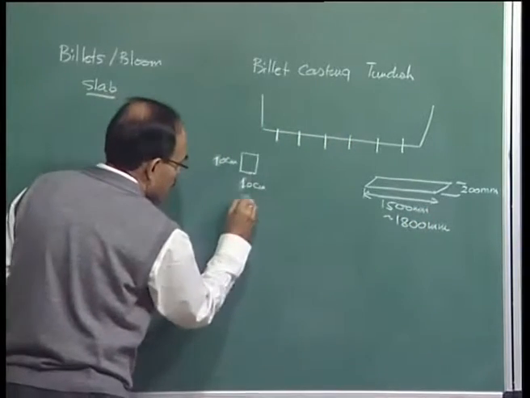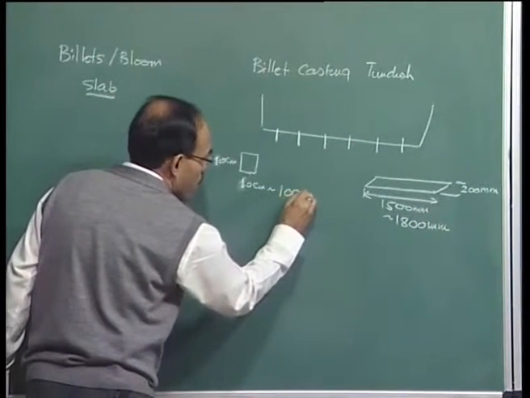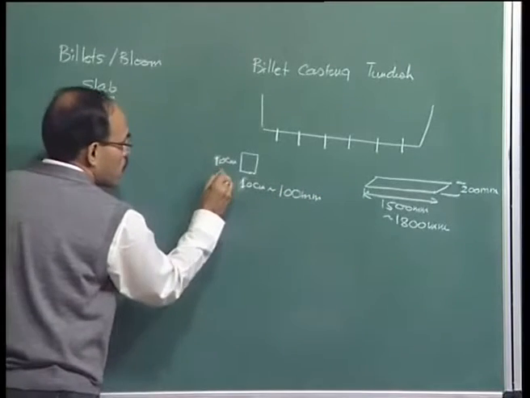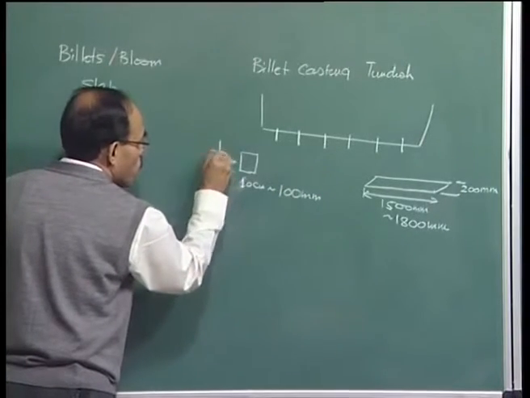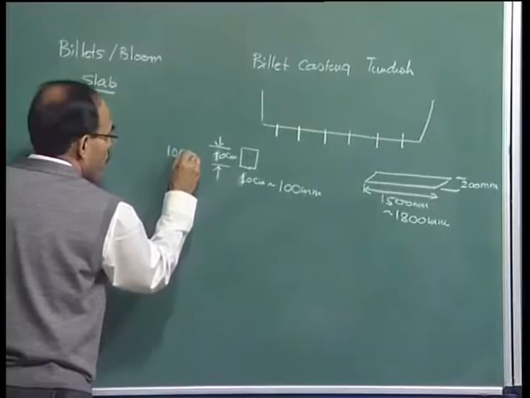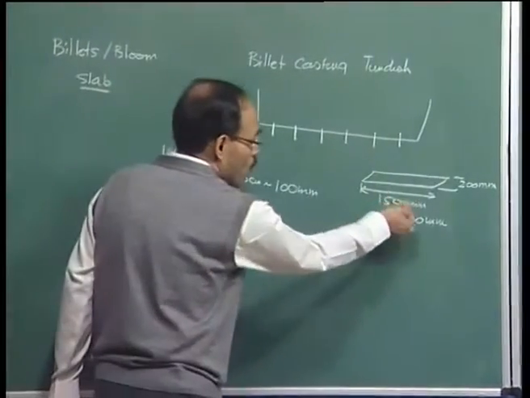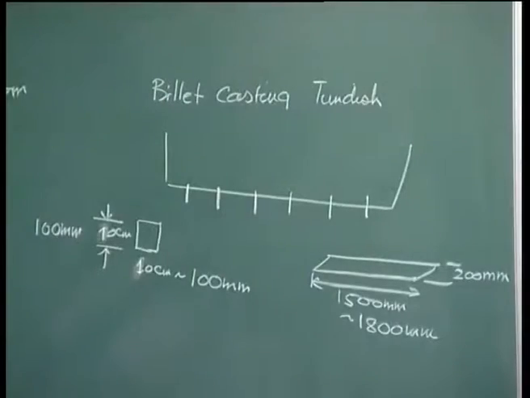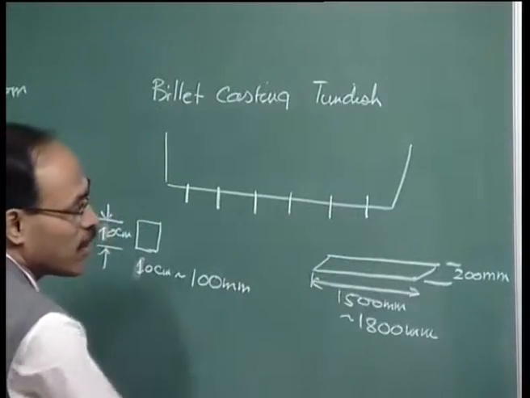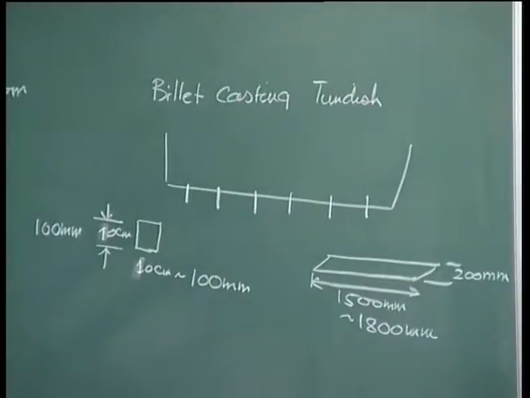So, here I am saying this is equal to 100 mm and this is also equal to 100 mm. So, the flow rate for a given casting speed, the amount of molten metal in a slab caster tundish is going to be enormous.